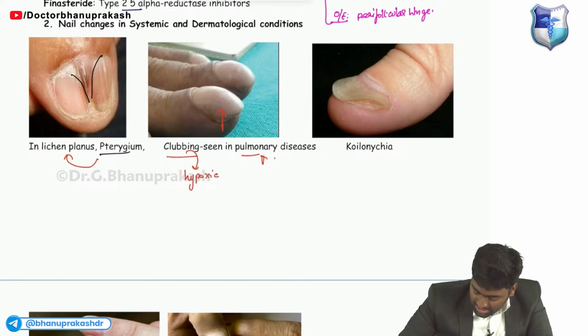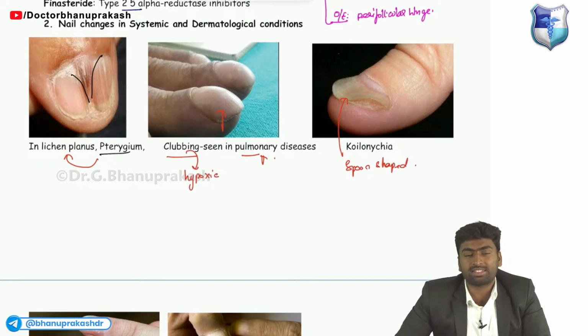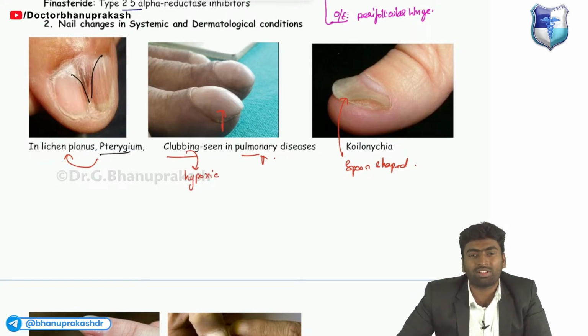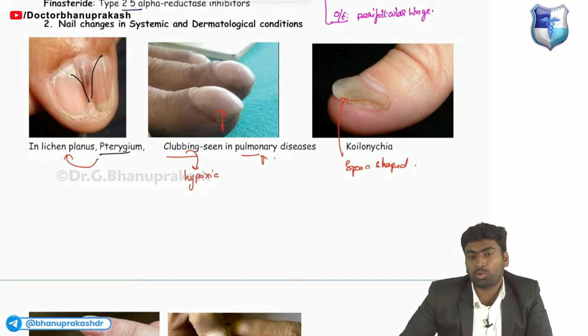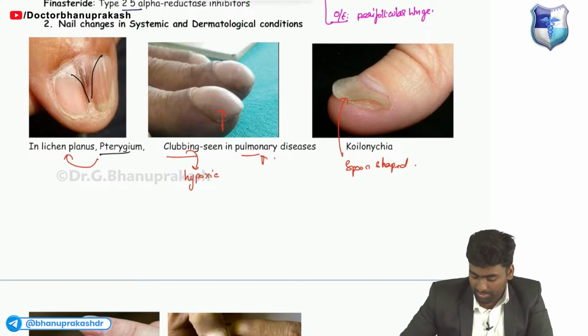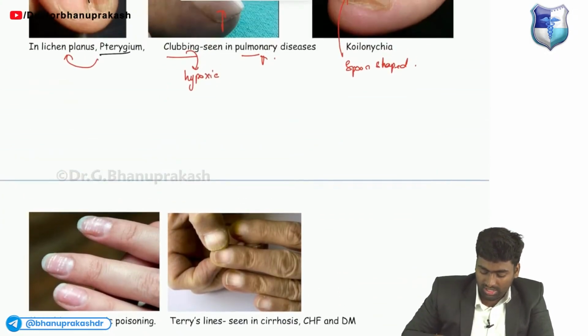Next, if you are able to see this type of spoon-shaped nails. Spoon-shaped nails are typical for iron deficiency anemia, which is known as koilonychia. Koilonychia means spoon-shaped nails. Remember, fine? Good.